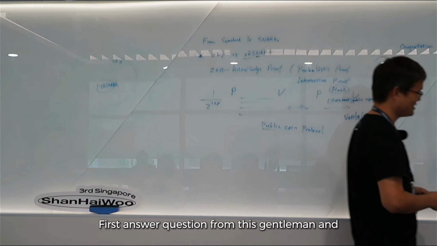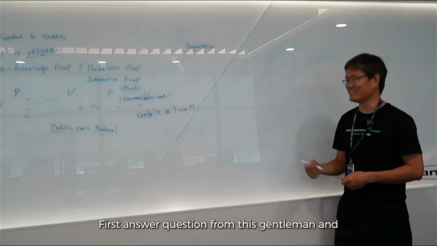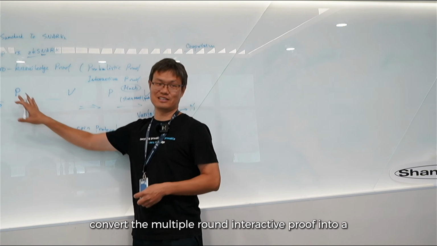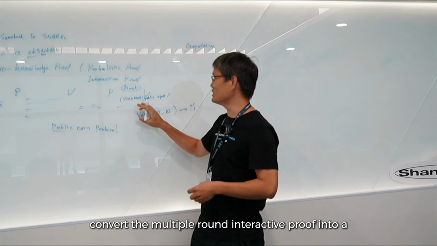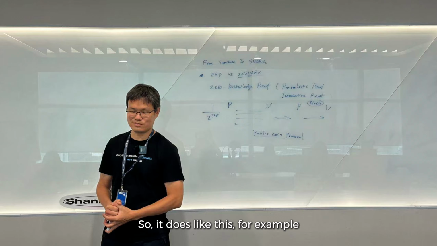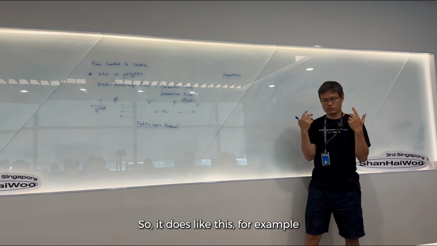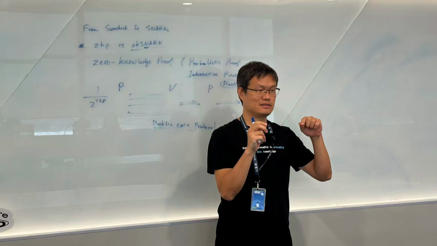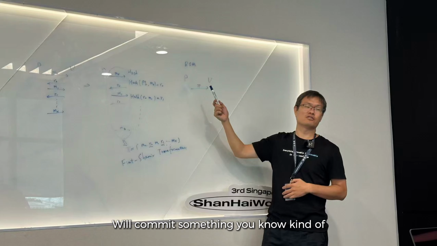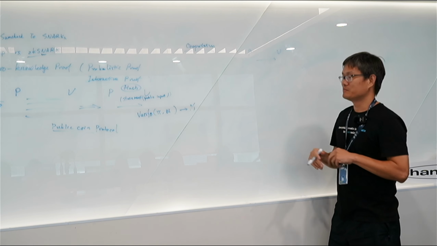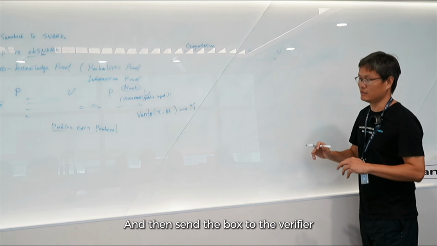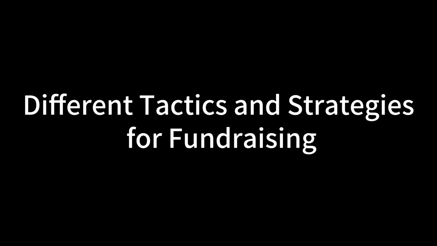First, answering a question from this gentleman, on how we can use the hash to convert the multiple-round interactive proof into a fancy one-round protocol. Okay, so it goes like this. For example, the prover and verifier. In the first round, the prover will commit something, kind of put something into a box and lock it up, and then send the box to the verifier.